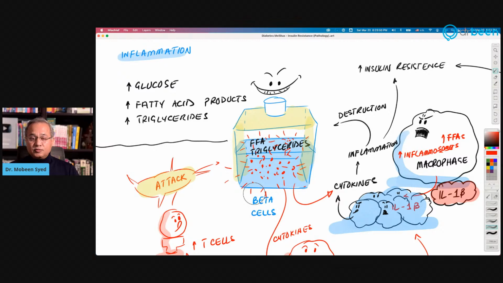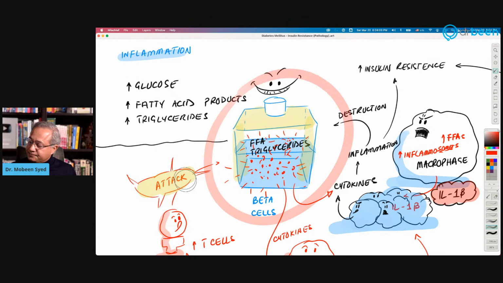Peripheral tissue is not responding to insulin. Beta cells do not know that. They are blaming themselves, saying, maybe we are not producing enough insulin. So let's see what's going on with the beta cells. Here is a beta cell.